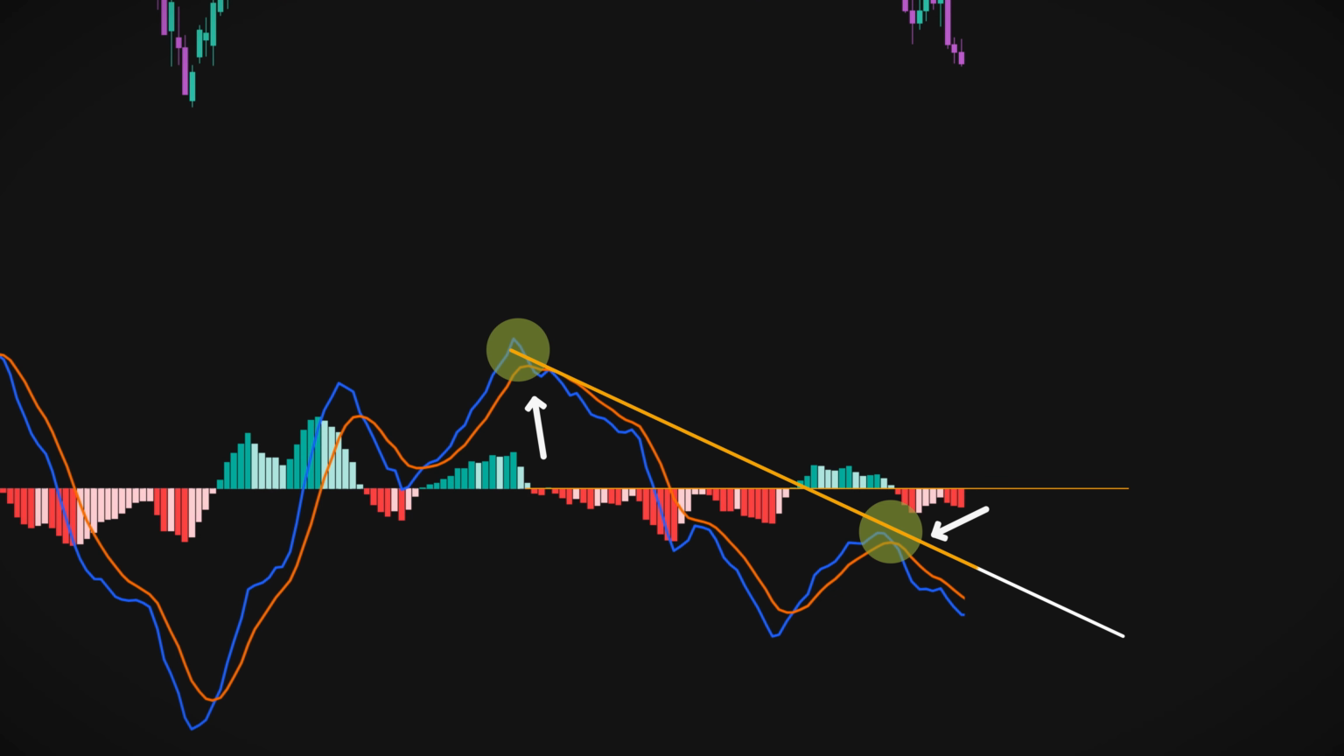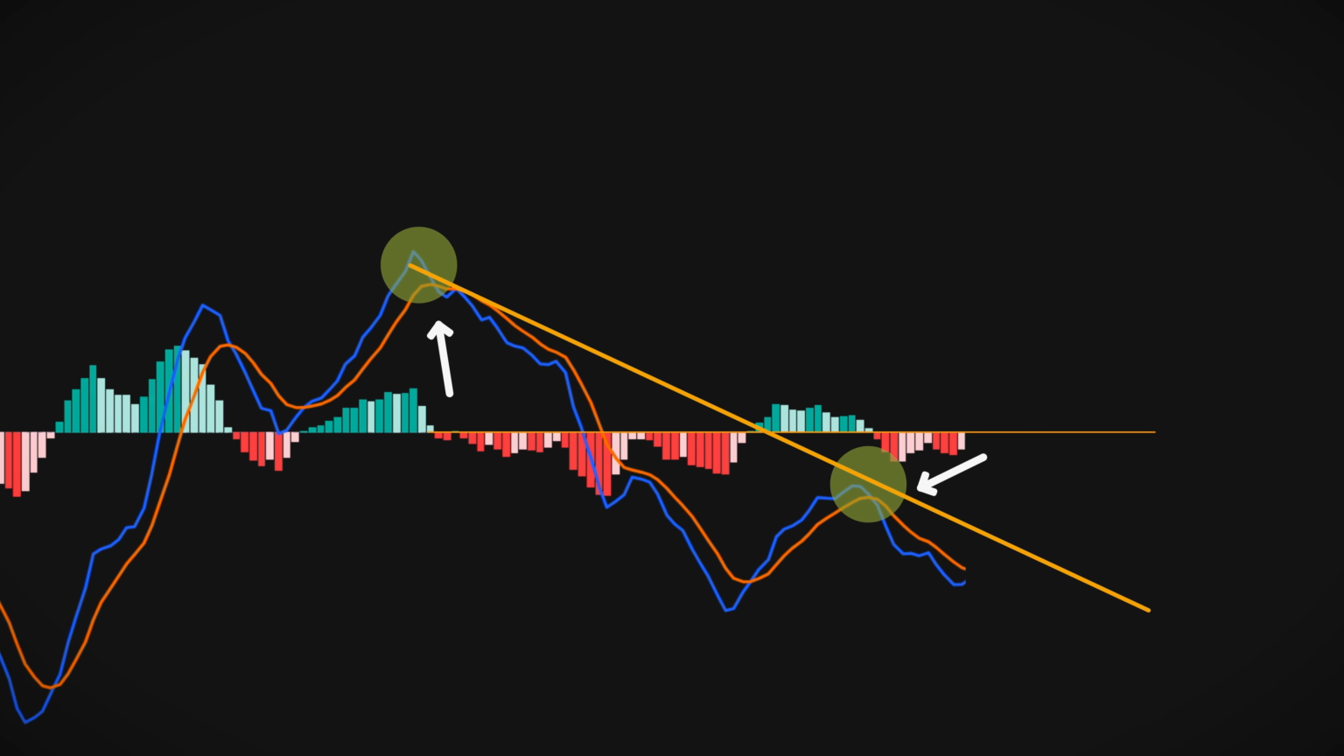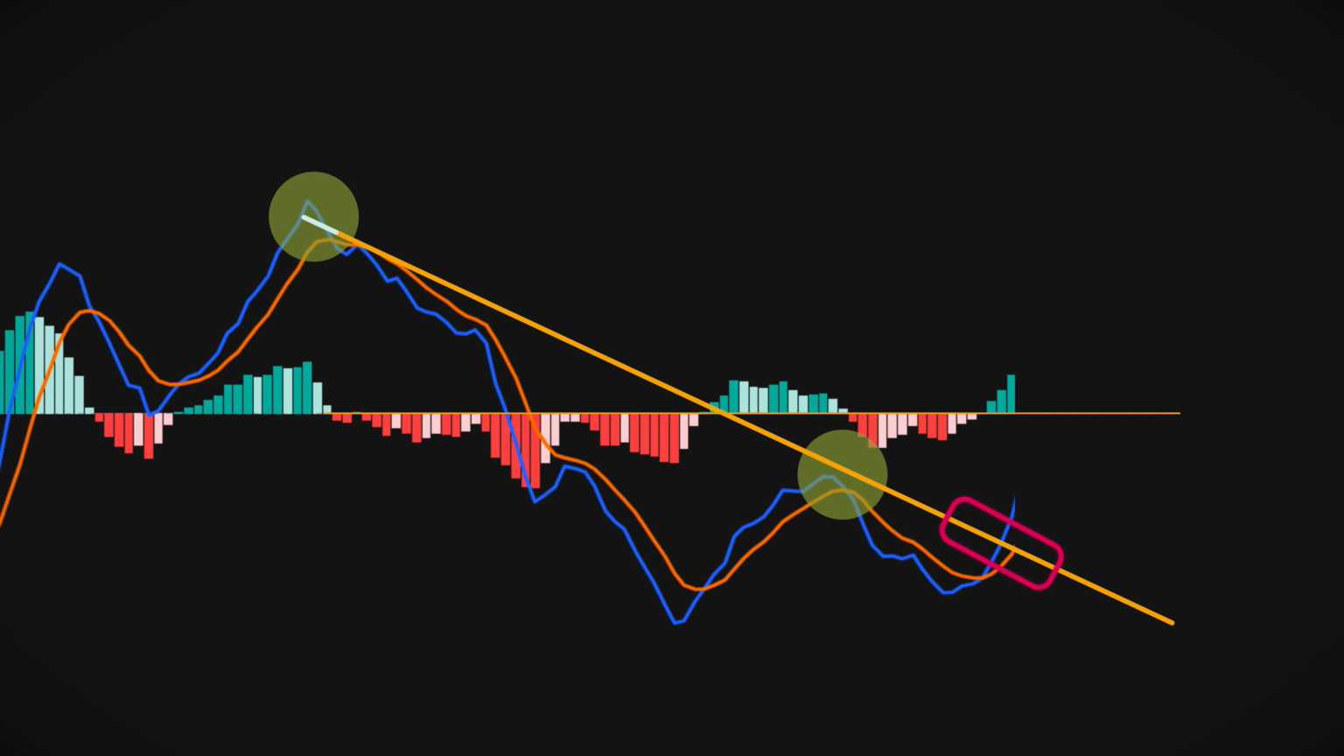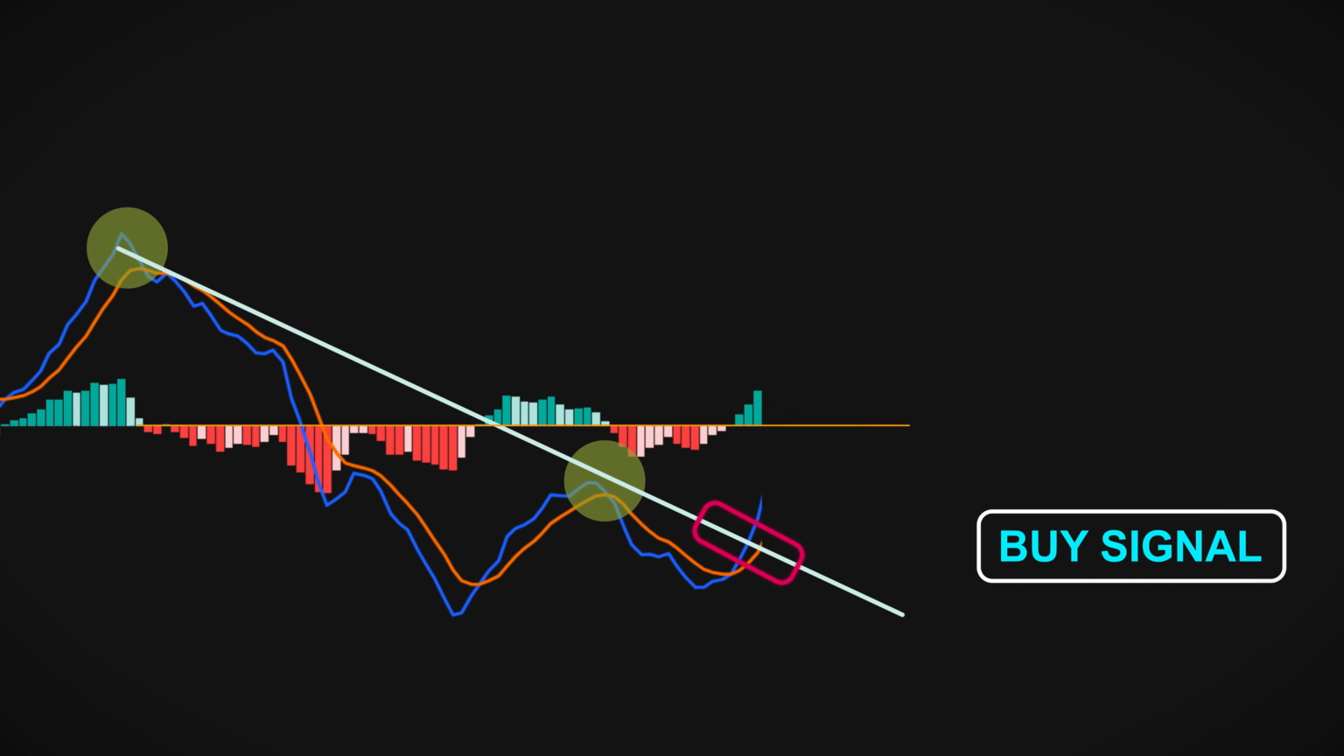Once the trend line is in place, we wait for a bullish crossover. Here on the chart, you can see the MACD line crossing above the signal line. But that's not enough. Look closely as both the MACD line and the signal line break above the trend line you've drawn. This is your entry signal.